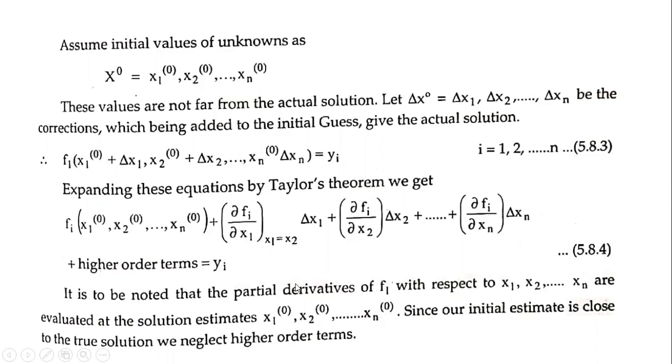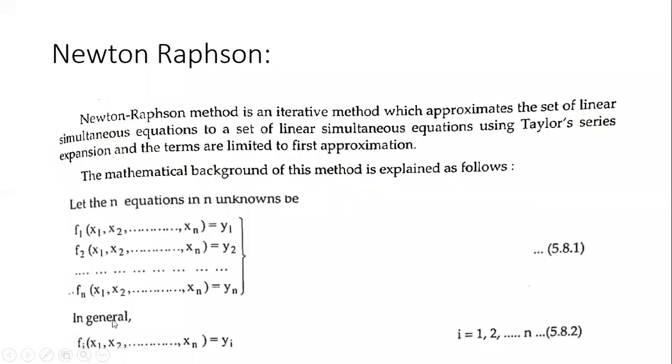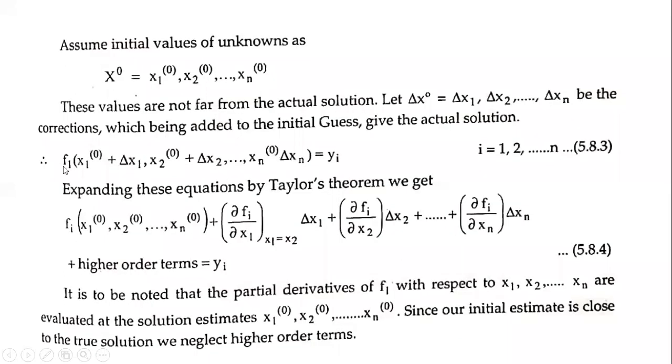Okay, it is to be noted that the partial derivatives of fi with respect to x1, x2 and so on up to xn are evaluated at the solution estimates, that is x1 of 0, x2 of 0 and so on xn of 0, since our initial estimation is close. This is the initial estimation, and this is the standard equation obtained by using this generalized equation. By using this standard derivation, we write down Taylor's theorem.